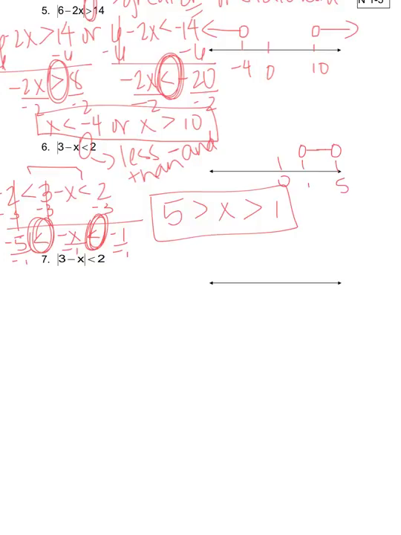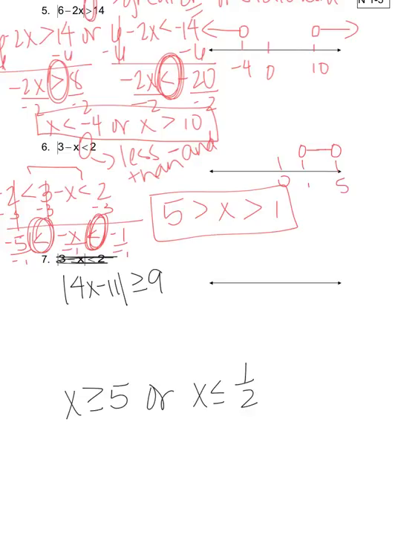Now, this one looks different. That's not what you have on your paper. So on number 7, you should have absolute value of 4x minus 11 is greater than or equal to 9. I want you to solve this one on your own. Okay, so take a few minutes to solve it. I will go ahead and give you the answer so that way you know if you did it right or not. You should end up getting x is greater than or equal to 5, or x is less than or equal to 1/2. Okay, so make sure you try that one on your own and make sure that you get those 2 answers there.